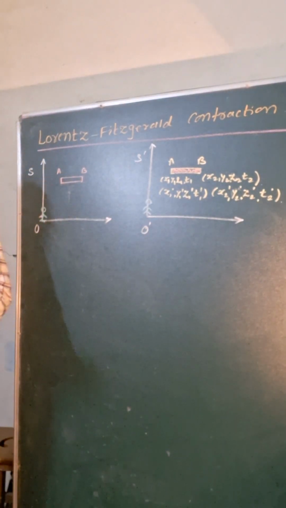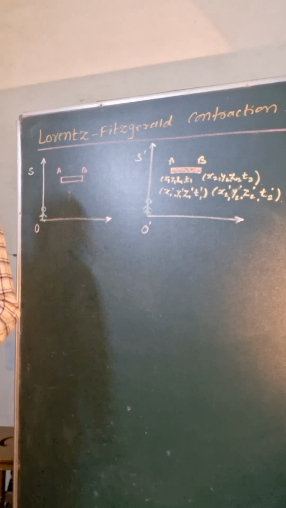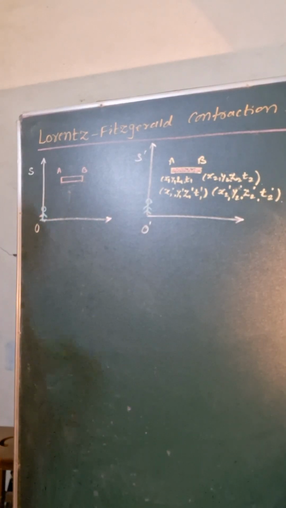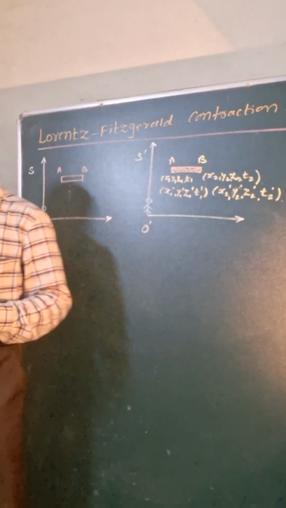Friends, today we are going to discuss the applications of the theory of relativity. The first application is the Lorentz-FitzGerald contraction. In this contraction, according to Einstein, the length of the rod varies with the velocity. That is, it depends on the velocity of light.